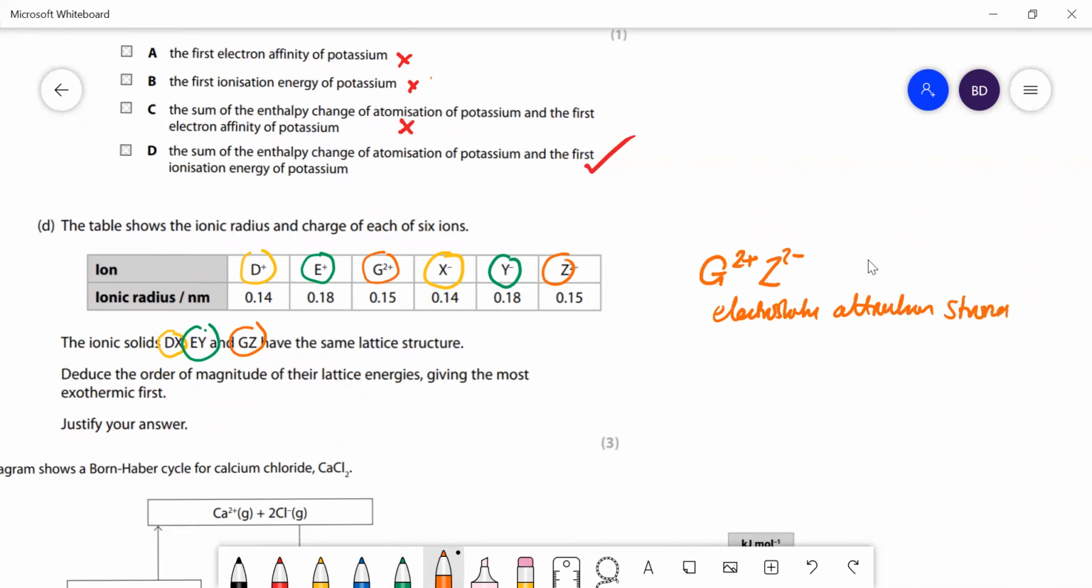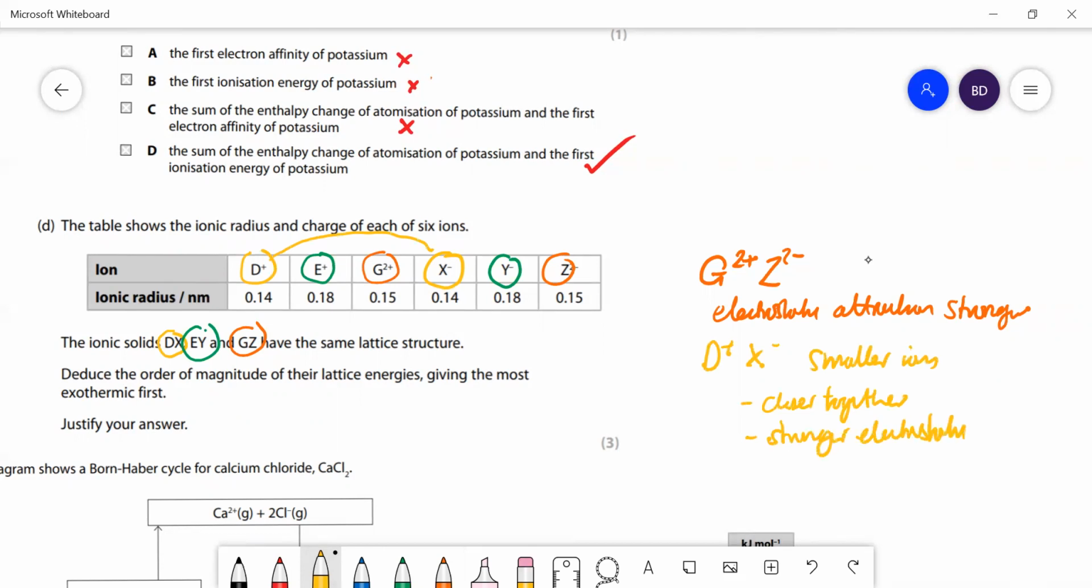And then it's a competition between the yellow one and the green one. If we look at the yellow one, DX, that's going to be the next biggest one because DX has got smaller ions than the other one. If the ions are smaller, they can get closer together, and so you get bigger, stronger electrostatic attraction. And EY is the lowest.